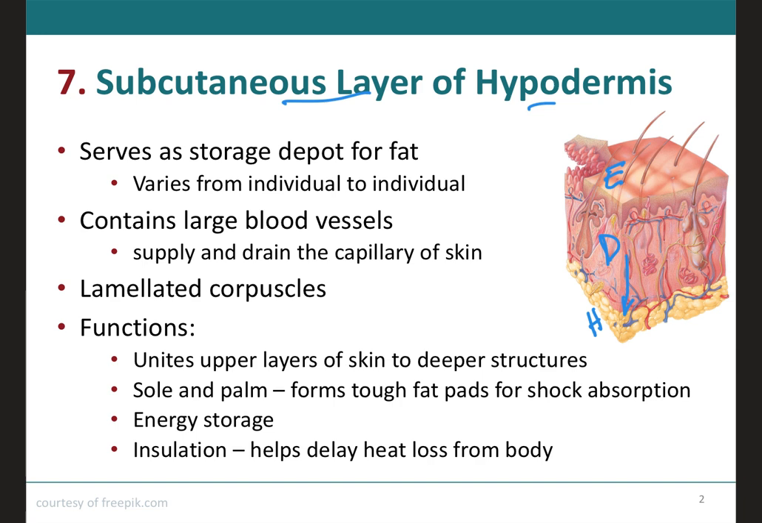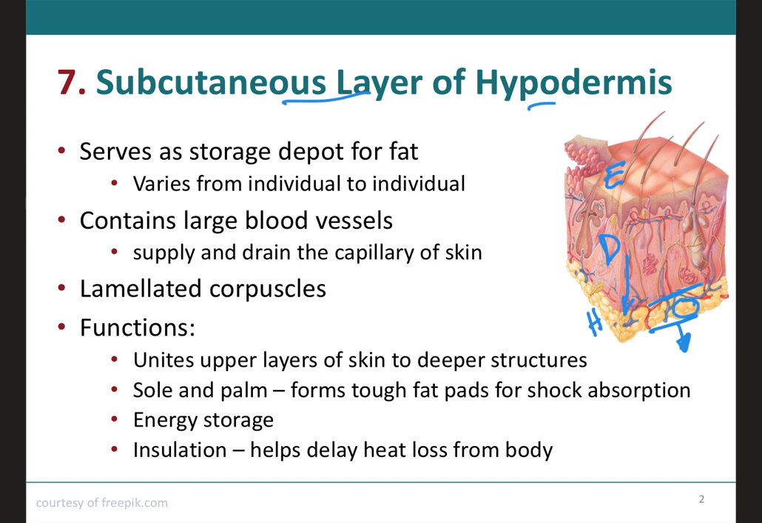In some areas, it's going to be a thin layer that's going to be comprised of loose connective tissue. That's called the areolar connective tissue. Fibers that extend from the dermis are going to anchor the skin to the subcutaneous layer, which in turn is going to attach to the underlying fascia, which is the connective tissue that surrounds the muscles and the bones. So the subcutaneous layer is going to serve as an attachment point between the connective tissue with the bones or the muscles.